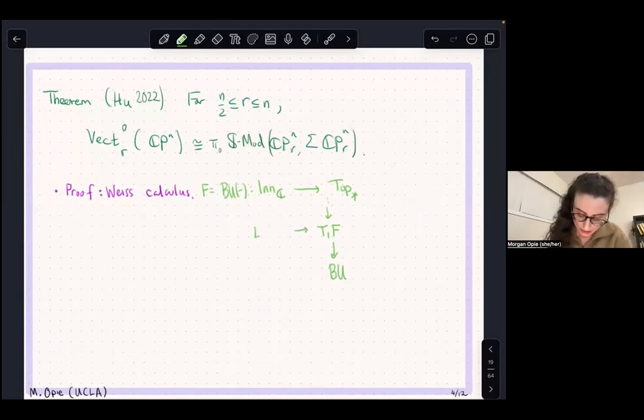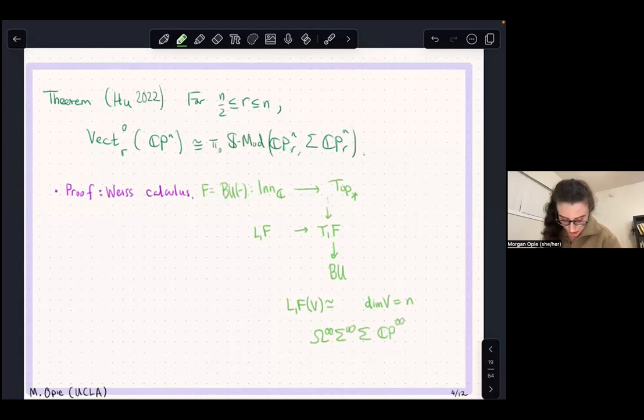And the layers of this tower, the fibers of the subsequent stages, are going to be infinite loop spaces. And in fact, if you look at L1 of F evaluated on V, where the dimension of V is equal to R, this can be identified with loops infinity, suspension infinity of sigma of CP infinity. Oh, sorry, I don't want my dimension to be N because N is supposed to be the dimension of my space. Let's make this be R.